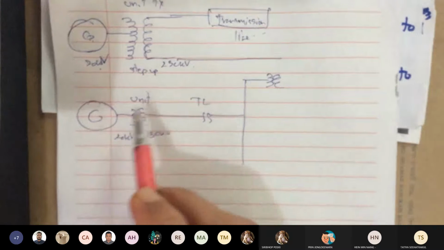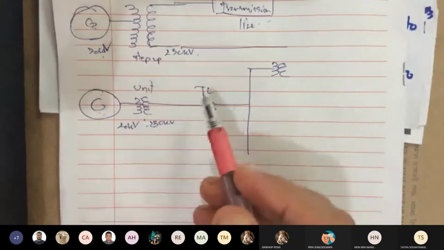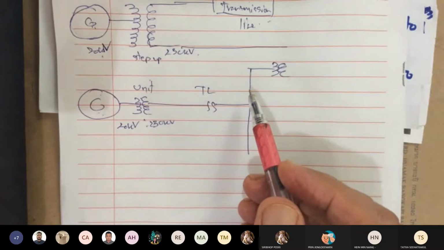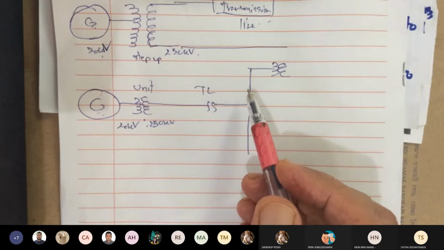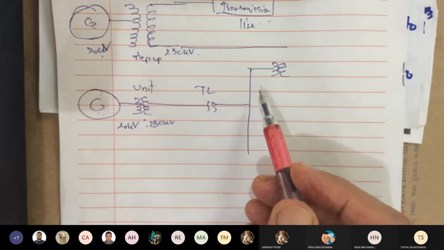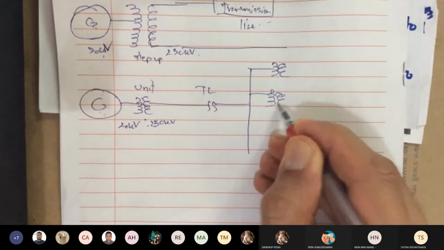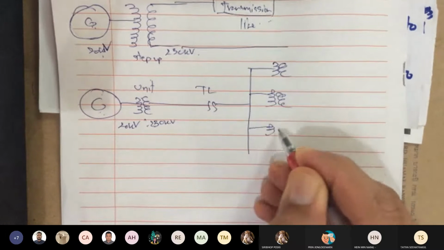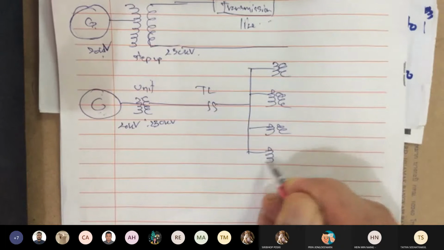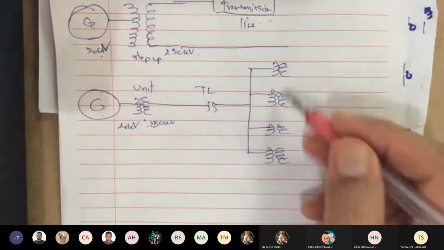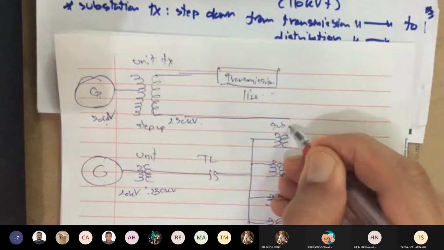Let's say this whole power plant supplies power to Bangkok and vicinity, like Samut Prakan, Pathum Thani, whatever it is. So let's say I have, I'm giving you an easy example here, 4 substations. Each one belongs to each province, but usually it's a lot more than that. Okay, so these are what we call substation transformers.